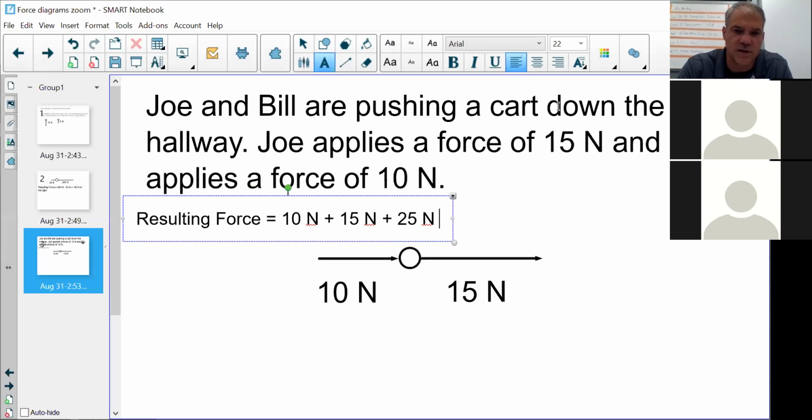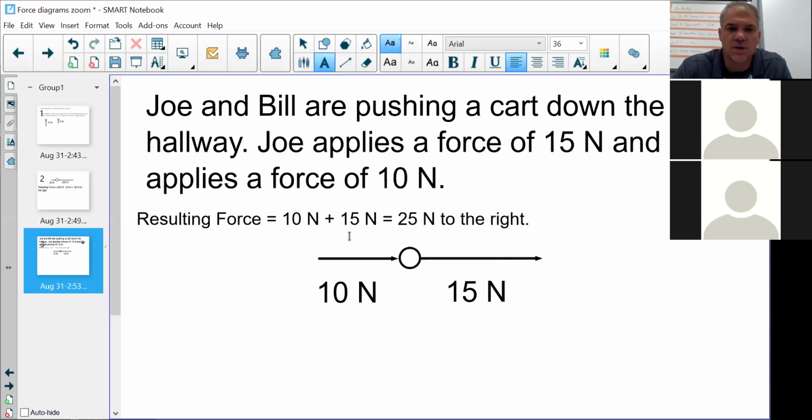In which direction are these arrows pointing? To the right. Yeah. Yep, it's okay. It's our first one. It's all good. So that's 25 newtons. Oh, that should be equals. 25 newtons to the right. Right? Okay. So when they are in the same direction, you add them.